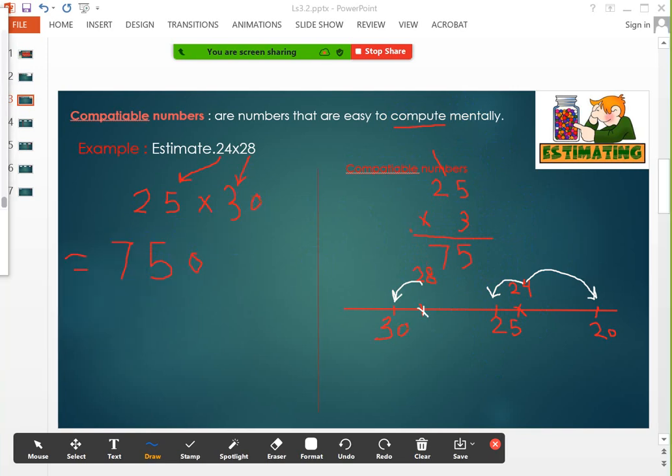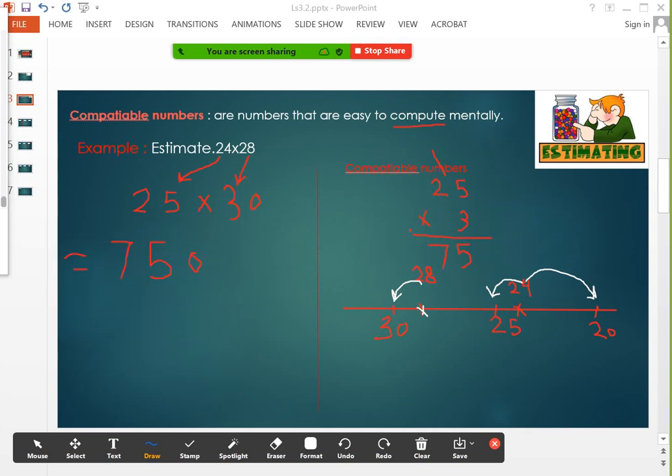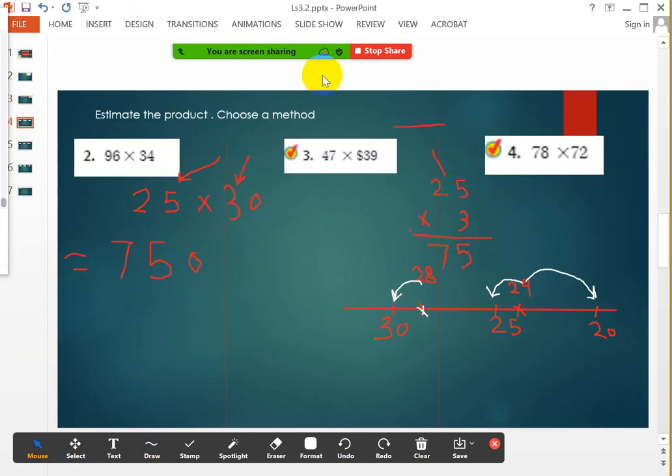Okay, girls? Now I want you to open the page. If you understand it very well, type 1 in the chat, please. Now we will move to page 153 to solve. Thank you, girls. Now I will move to page 153 to solve.